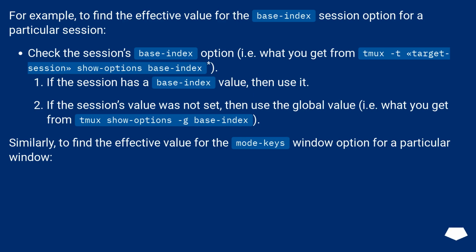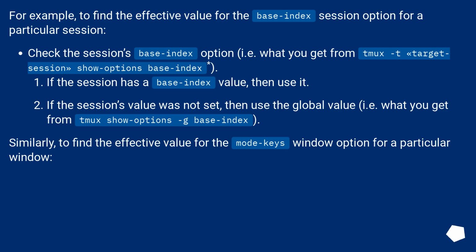For example, to find the effective value for the base-index session option for a particular session, check the session's base-index option, i.e. what you get from tmux show-options -t target-session base-index. If the session has a base-index value, then use it. If the session's value is not set, then use the global value, i.e. what you get from tmux show-options -g base-index.